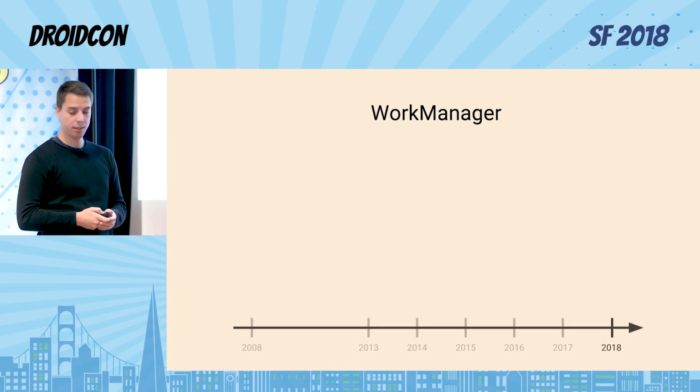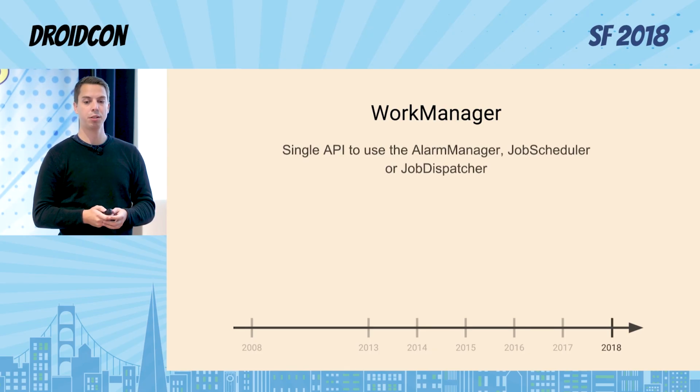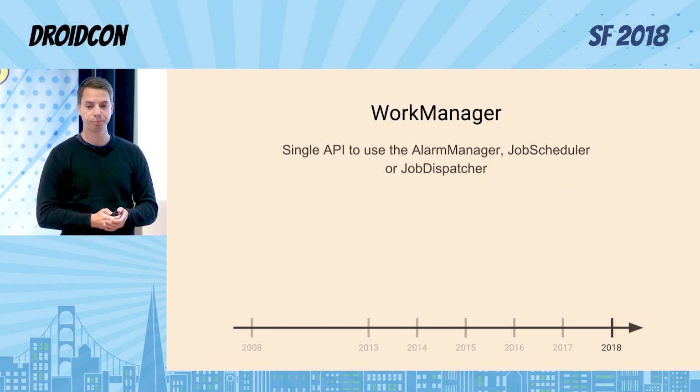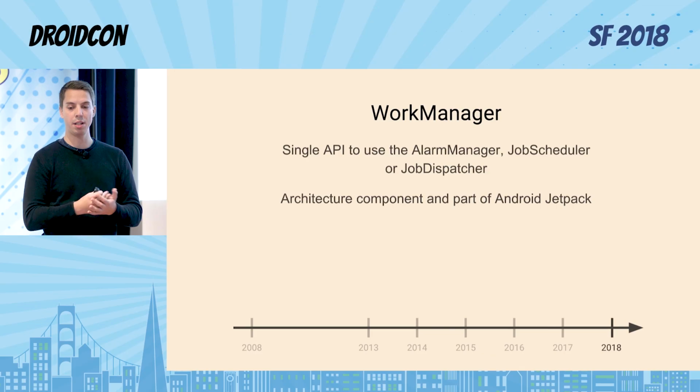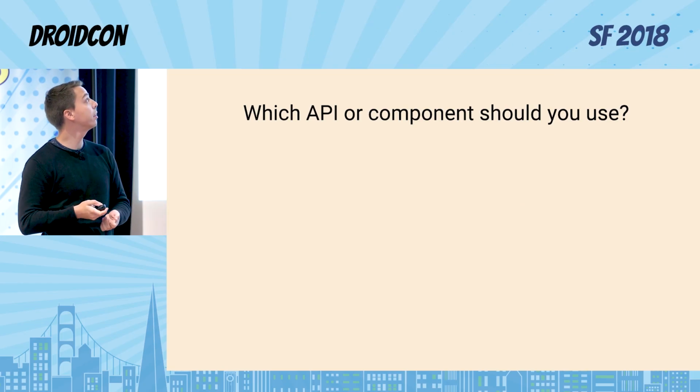Then, this year, Google announced during the Google I/O WorkManager as a new architecture component, and it comes with a similar promise that it's a single API around the other ones like AlarmManager and Job Scheduler. And yeah, like I said, it's part of the architecture component, so Google can update it on the fly, and you can upgrade the newer versions. And we will talk about WorkManager in a minute.